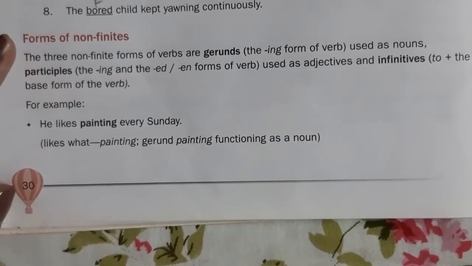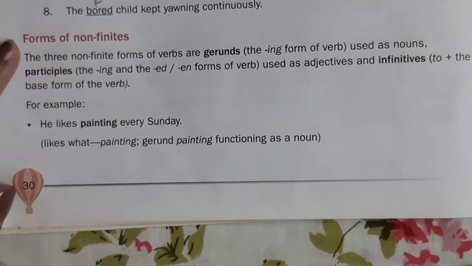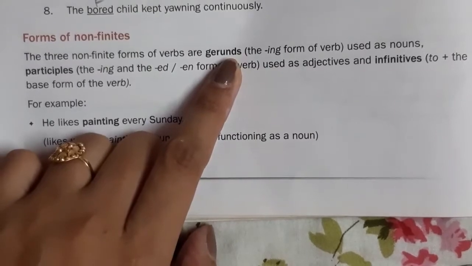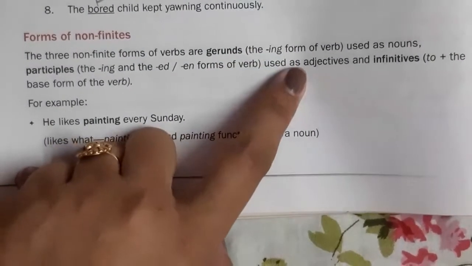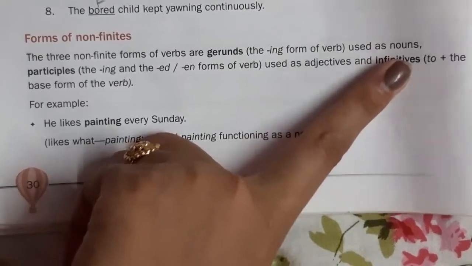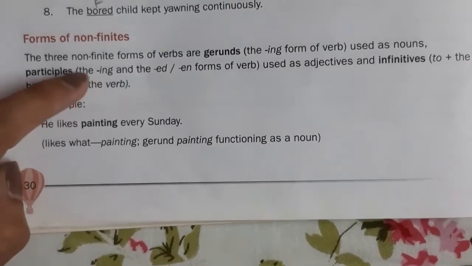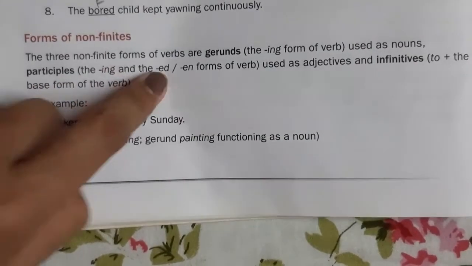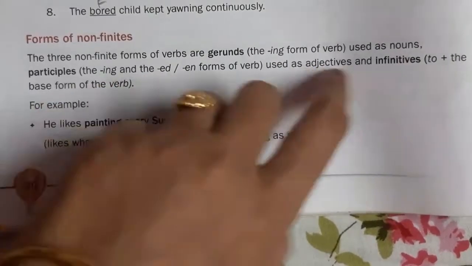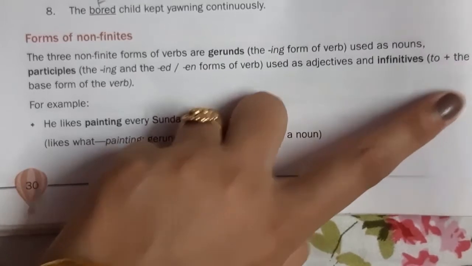So there are three forms of non-finite verb which we have to learn. The three non-finite forms of verb are: number one is gerund, which is made up of the ing form of verb, and it works as a noun. Next is participle, which is made up of the ing and ed or en form of verb, which is used as an adjective. And the third one is infinitive, which is to plus the base form of the verb.